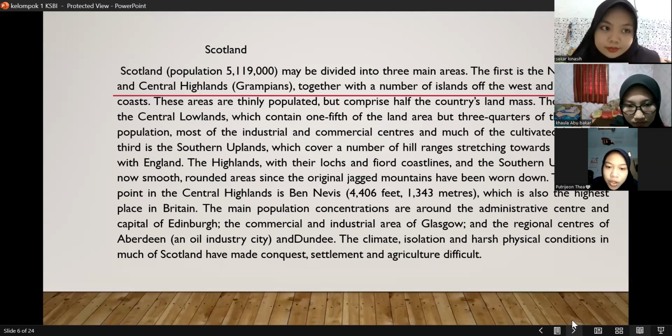The main population concentrations are around the administrative center and capital of Edinburgh, the commercial and industrial area of Glasgow, and the regional centers of Aberdeen and Dundee. The climate, isolation, and harsh physical conditions in much of Scotland have made settlement and agriculture difficult.